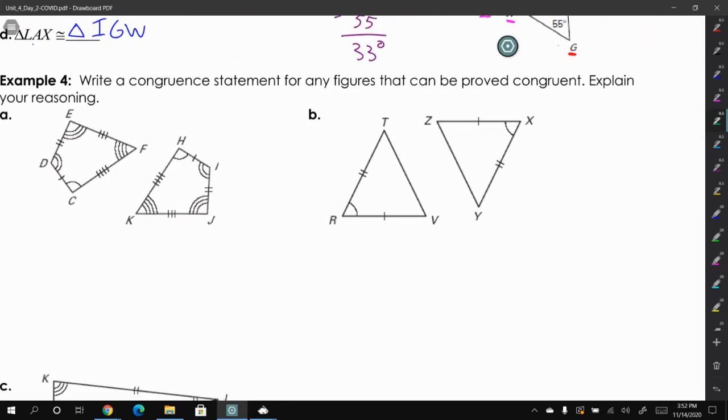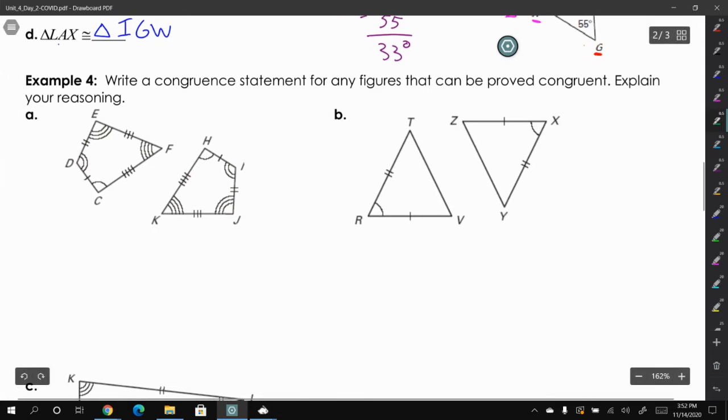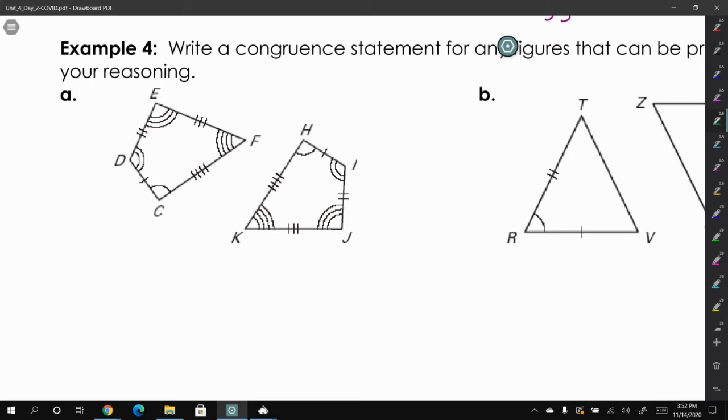All right, let's look down here. Write a congruent statement for any figures that you can prove to be congruent. Explain your reasoning. So if I'm looking at this letter A, I'm going to get my colors out and say, okay, C and H both have one angle marking, so they're congruent to each other. D and I both have one marking, so they're congruent to each other. E has 3, J has 3 arcs, so those are congruent to each other. And then F has 4, and K has 4. So we can say that these are congruent.